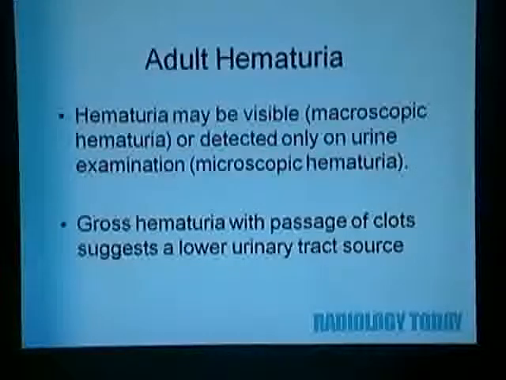So adult hematuria, as you know as clinicians, may be visible macroscopic hematuria or detected only on urine examination, which is microscopic hematuria. Typically, gross hematuria with passage of clots suggests a lower urinary tract source.